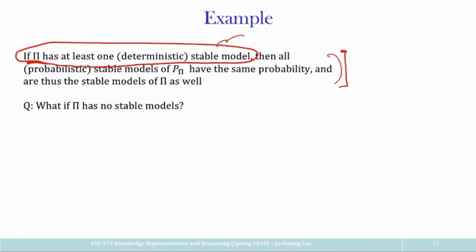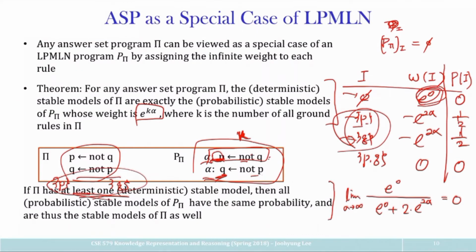What I just said was in the previous example: compute all the probability. Let's think about it this way. Suppose you have a very weird case. You don't have an ASP solver, but you have an LPMLN solver. Now you want to compute ASP using the LPMLN solver. How can you do that? You translate ASP into LPMLN and then call the LPMLN solver, and it returns some stable models that have non-zero probability, and they happen to be equal. They should be equal.